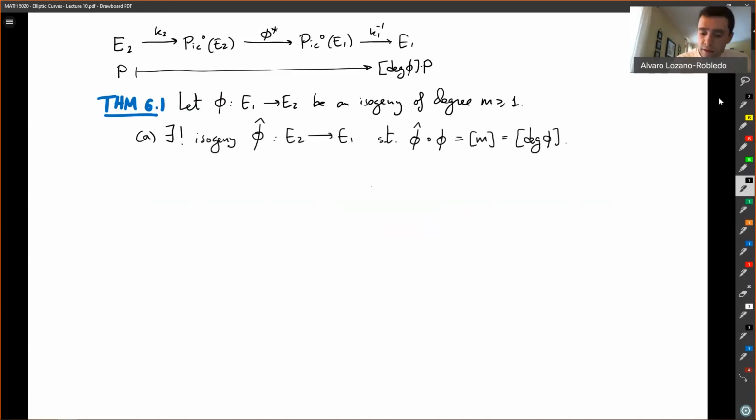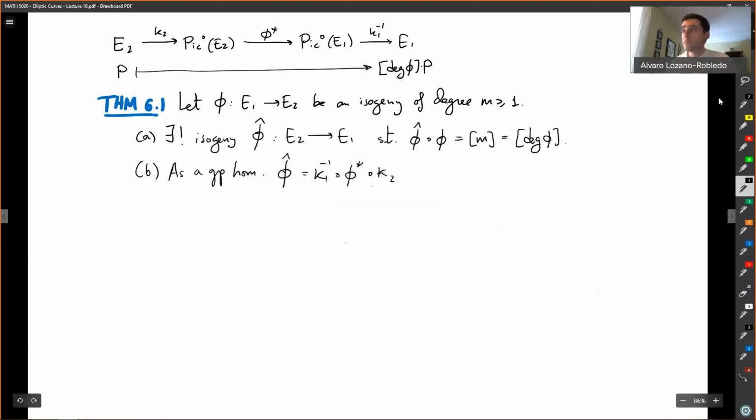Okay, and as a group homomorphism, we have that phi-hat is that map, so it's kappa 2 composed with phi star composed with kappa 1 inverse, and we've described above what it does. Okay, so let's prove this.